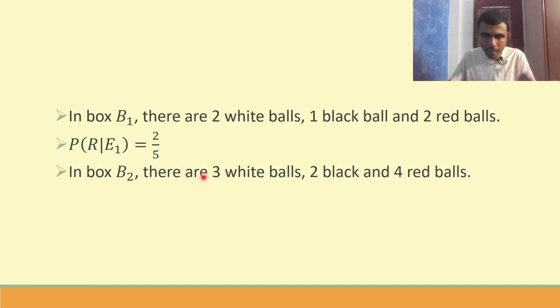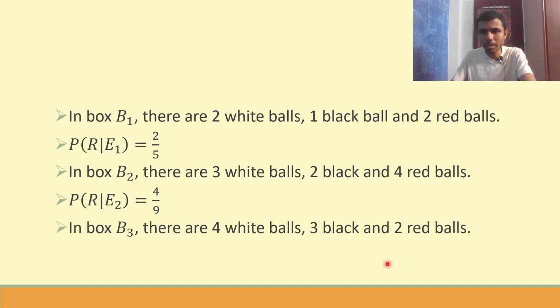There are 4 red balls and in total 3 plus 2, 5, 5 plus 4, 9. So 4 by 9. 4 red balls and 4 by total number is P of R by E2. Similar way, in box B3, this is what you get, 2 by 9. Okay, I hope it's clear what exactly it means.